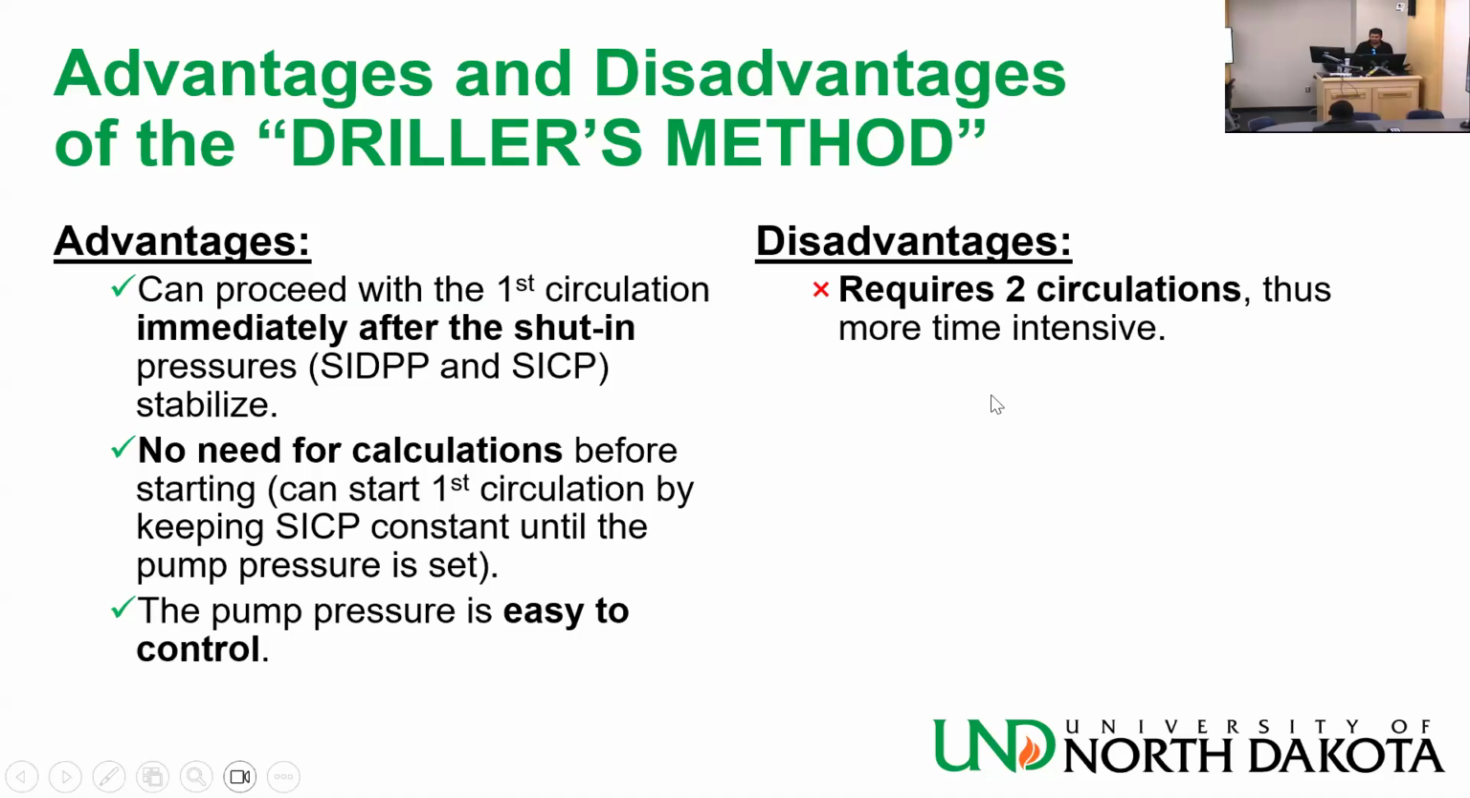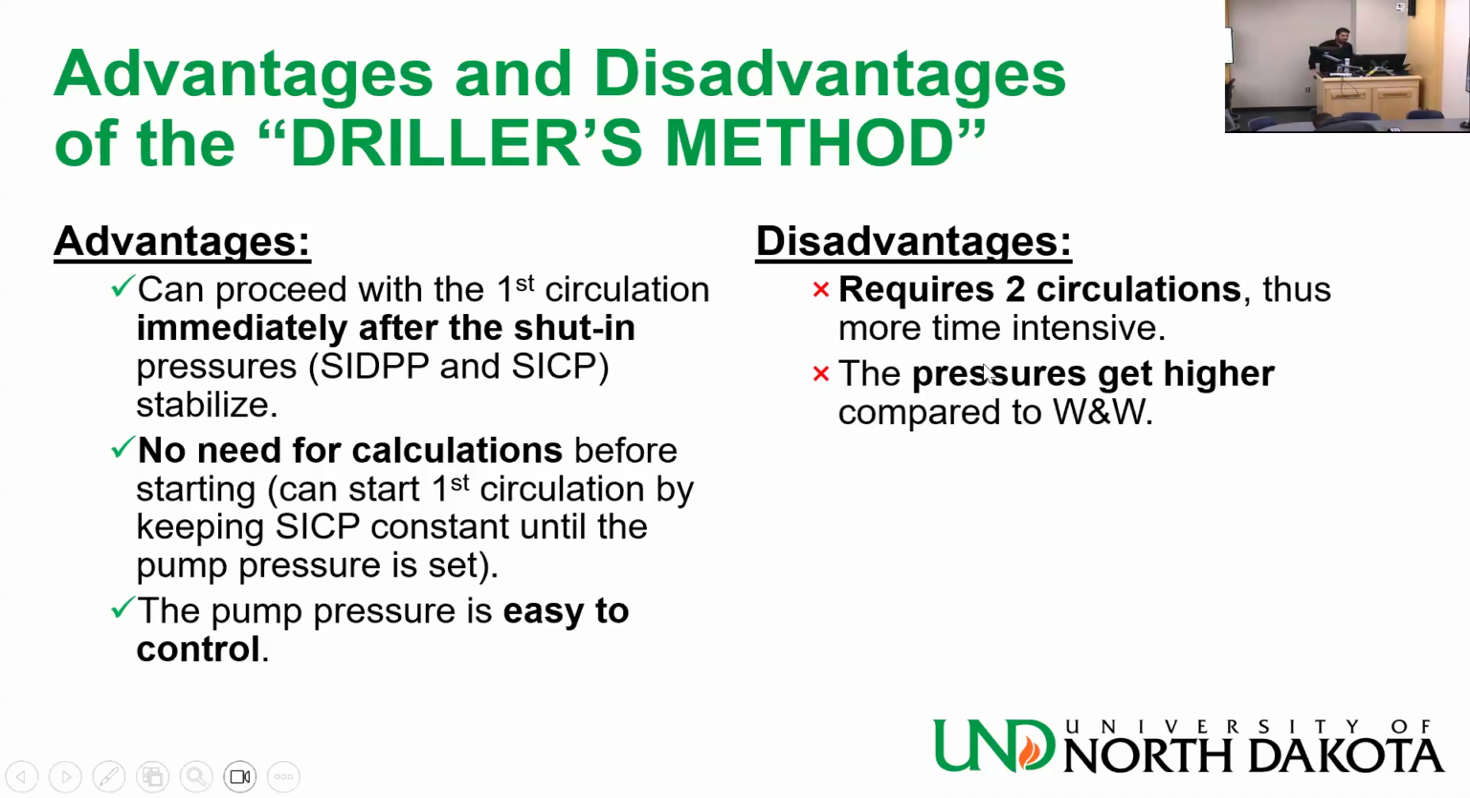Disadvantages. It requires two circulations, therefore it needs more time. The pressures get higher, so you are closer to that limit of mass than before. Yeah, you need more mud volume in general, because you are going to do two circulations. And offshore, they really don't like using driller's method unless they are forced to.